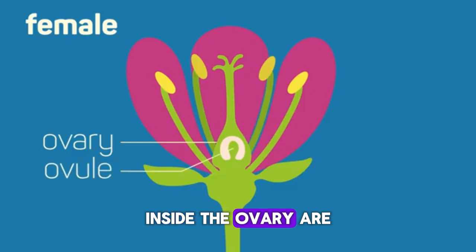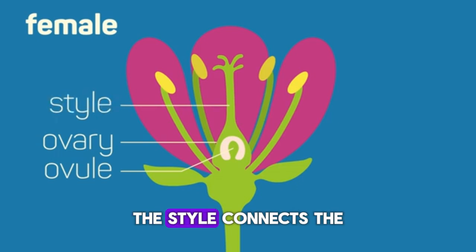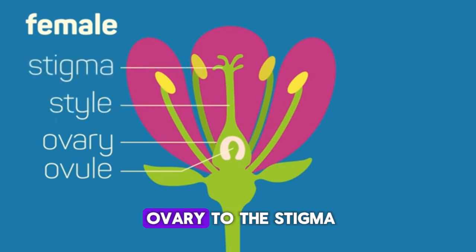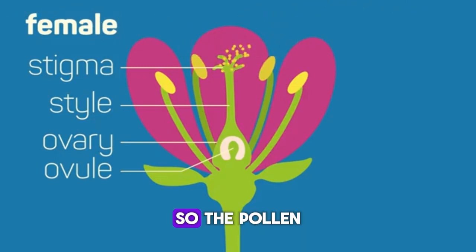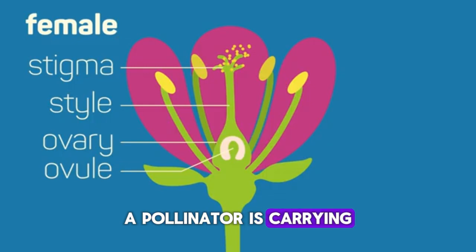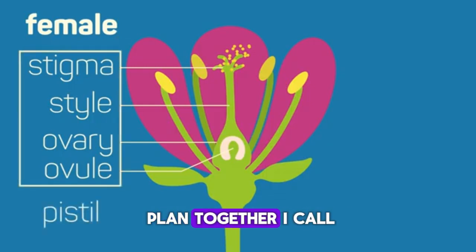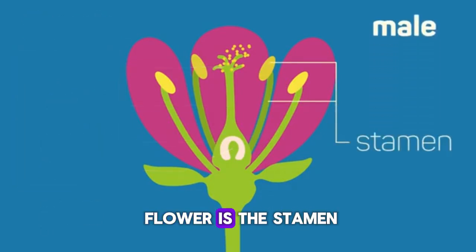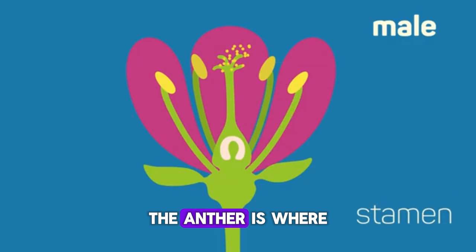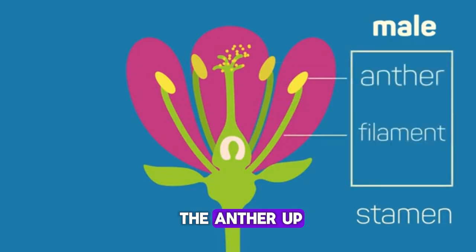Inside the ovary are ovules, which become the seed. The style connects the ovary to the stigma. The stigma usually has a sticky substance, so the pollen a pollinator is carrying gets deposited there. The female parts of the flower together are called a pistil. The male part of the flower is the stamen. The anther is where pollen is produced, and the filament holds the anther up.